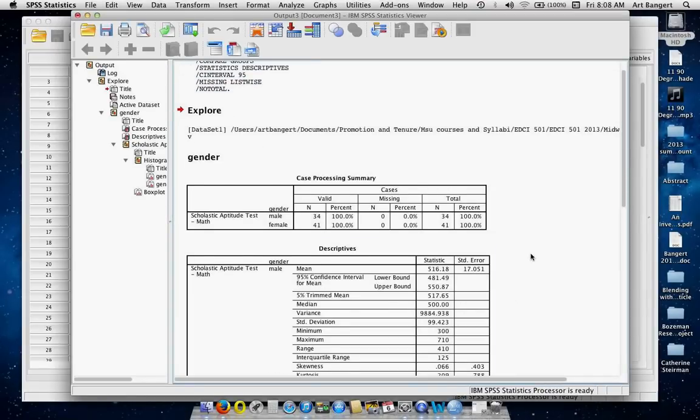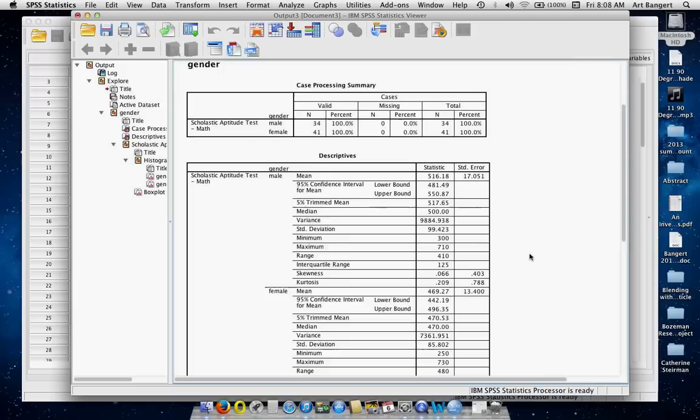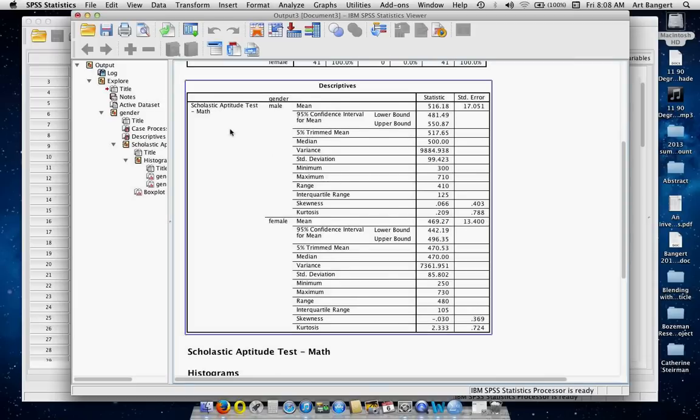Now notice what we get with the Explore data is an output that breaks out male and female separately. So we get the mean SAT score for males and the mean SAT score for females. We get the median, the variance, the standard deviation. And then we get skewness and kurtosis values. So we get both this information, but it's separated by gender groups.